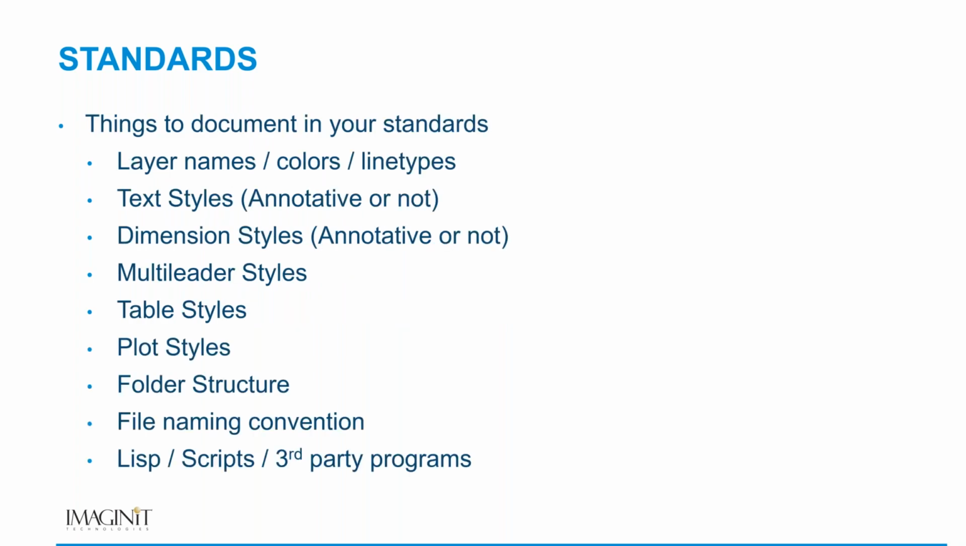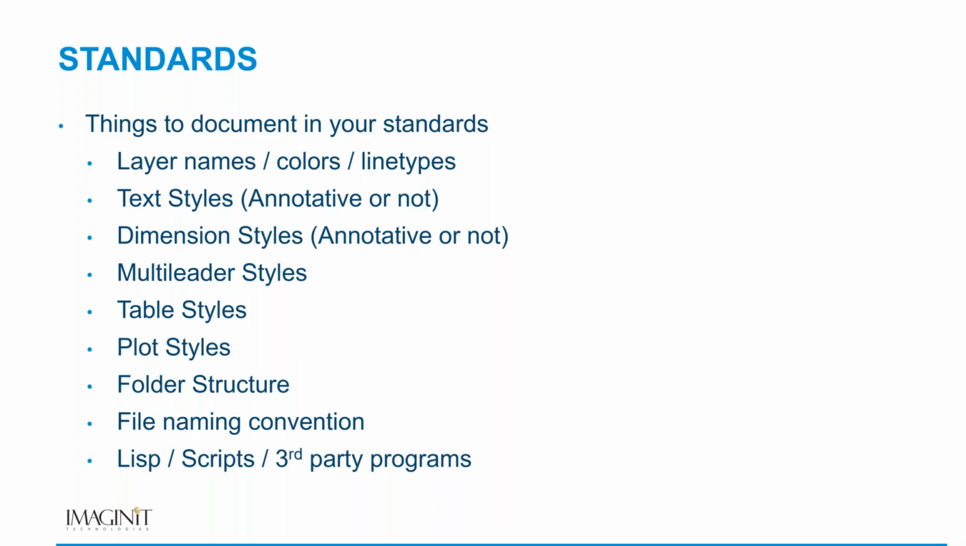So things to document in your standards. These are the most common things that I find that people don't do. Layer names, colors and line types, text styles and dimension styles, whether or not they're annotative, multi-leader styles, table styles, plot styles. The big ones, folder structure and file naming convention. And then the last thing, anything that you run as far as lists, scripts, third-party programs. These are all the things that need to be documented in your standards in some way.